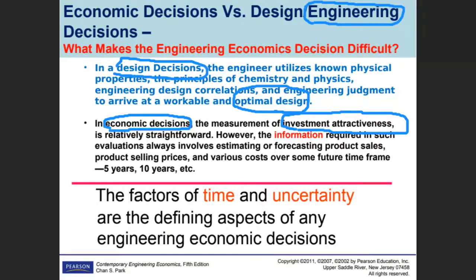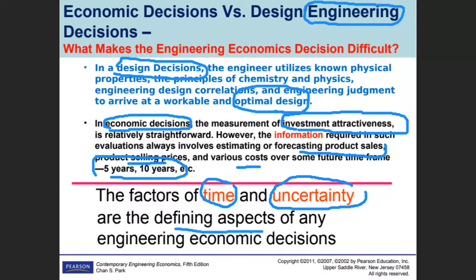It is straightforward, easy. But the information required to calculate that 30% is based on the future: how much would be sales, how much would be the selling price, how much would be the different costs, and the estimate can be up to 5-10 years. So that's why economic decisions are uncertain. Okay, time, how long, and the risk or uncertainty, these are the defining aspects of any engineering economic decision, right?